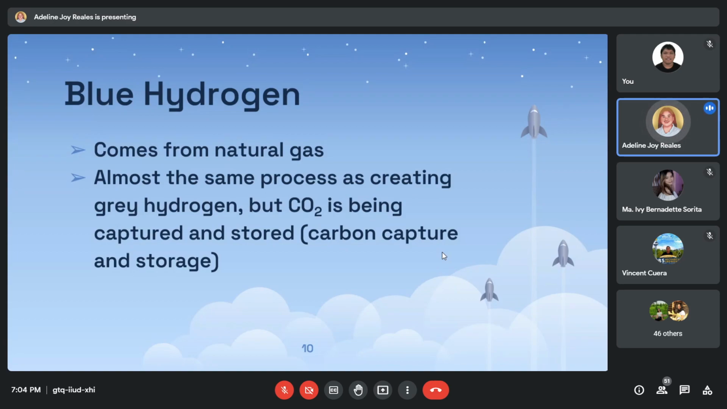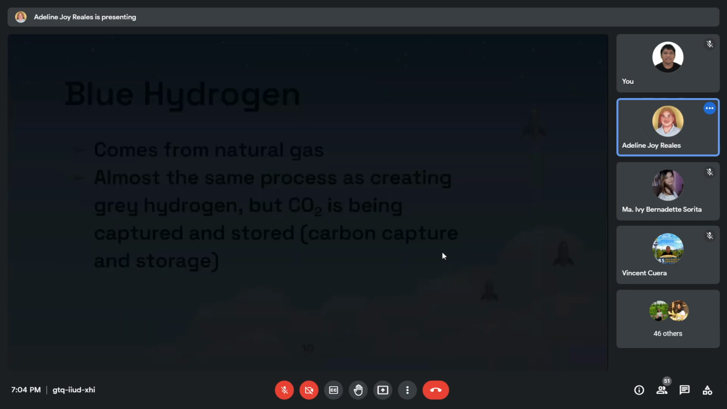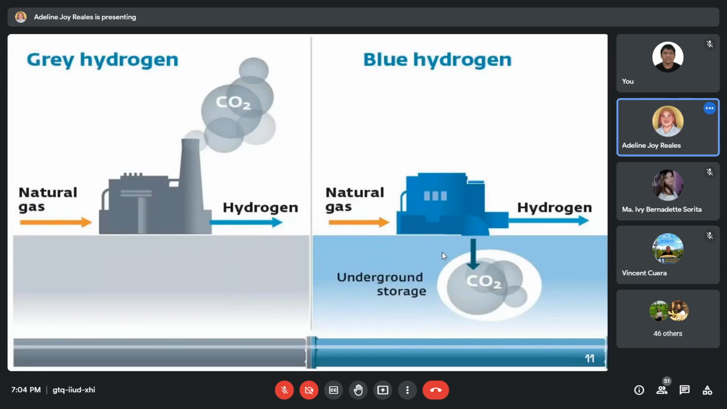reformation is also used. What makes it different is that carbon dioxide is being captured and stored, what we call carbon capture and storage, or CCS. As you can see in the picture, the main difference of blue hydrogen to gray hydrogen is its CCS.